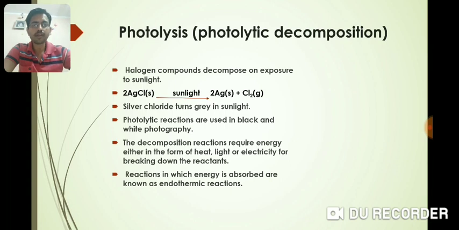Silver chloride is a white colored salt. When it is exposed to sunlight, it gets broken down into grey color silver, and a chlorine gas which is greenish yellow in color is evolved out. The grey color silver is left behind on the watch glass. This reaction has its importance. This reaction is used in black and white photography. AgBr also gets decomposed in the same way and produces grey color silver and reddish brown bromine gas.